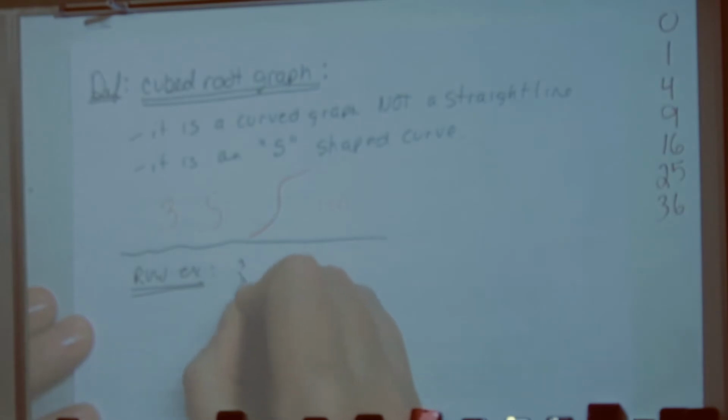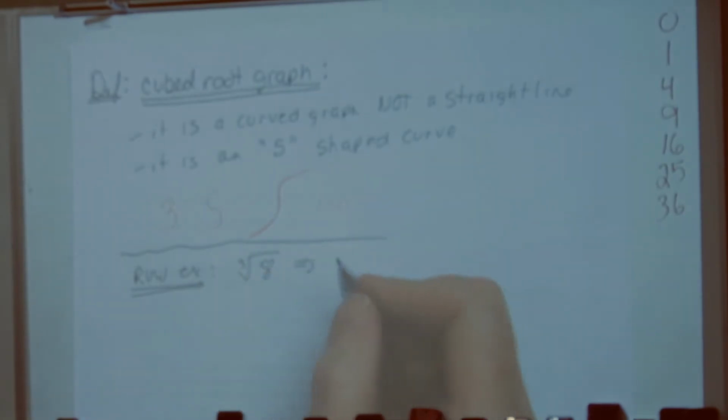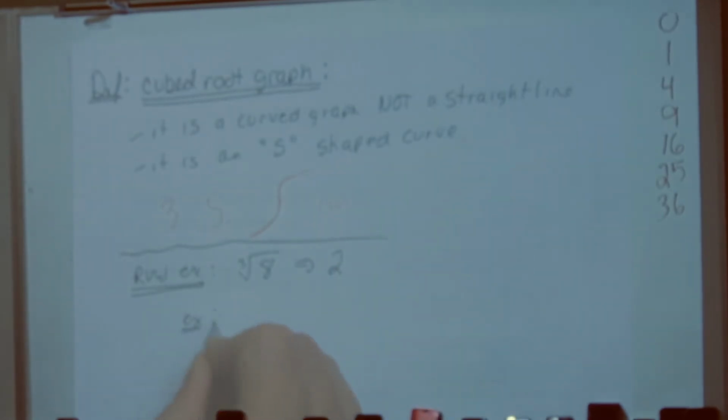If I have the cube root of 8, 8 is made up of 2 times 2 times 2, so our answer is 2. So I can have a positive underneath, correct? But if I do the same example, but I make it a -8, remember under cube roots, I can have negatives, right? And because of that, the cube root of -8 is -2.